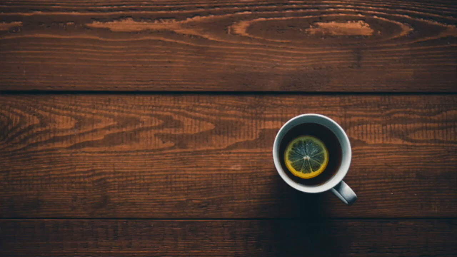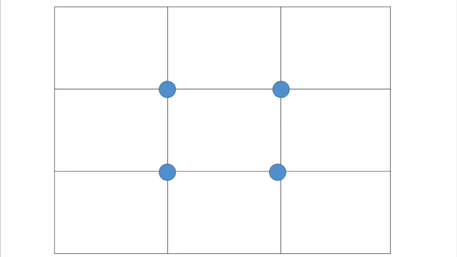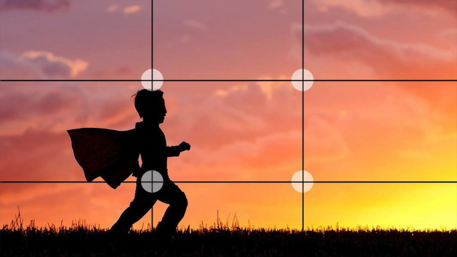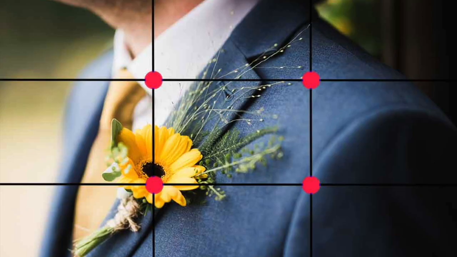We will start with the golden rule of composition, which is rule of thirds. The rule of thirds divides your shot into 9 equal sections by a set of vertical and horizontal lines. With the imaginary grid in place, you should place the most important elements in your shot along one of the lines of this grid, or where the lines of the grid intersect.